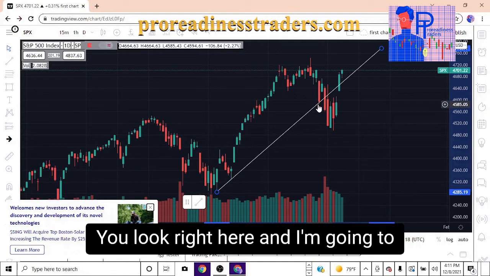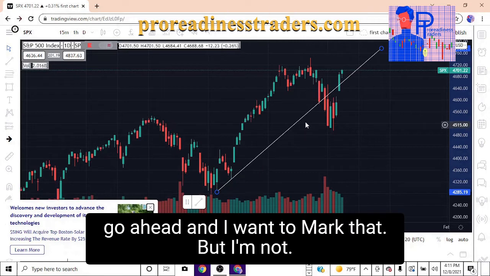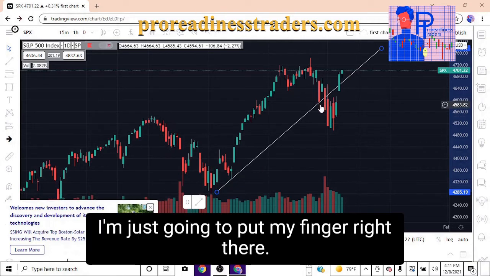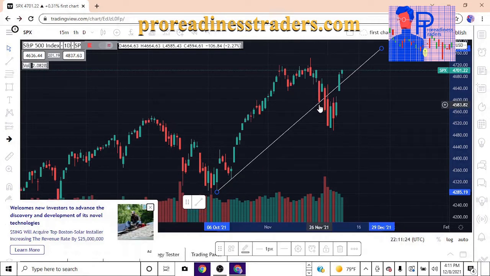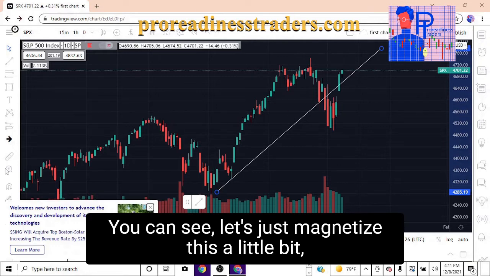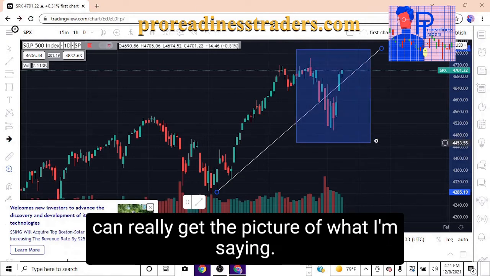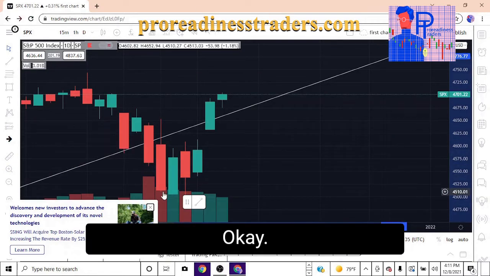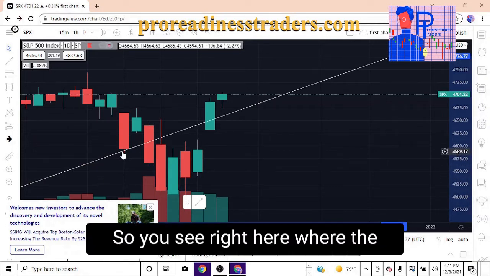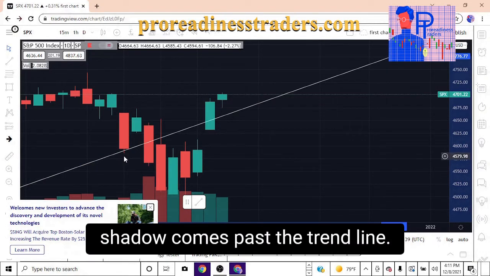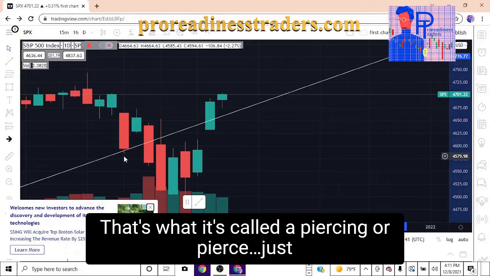You look right here, and I want to mark that, but I'm just going to put my finger right there. Let's magnetize this a little bit, blow it up and zoom in on it so you can really get the picture of what I'm saying. Okay, you see right here where the shadow comes past the trend line. That's what is called a pierce.